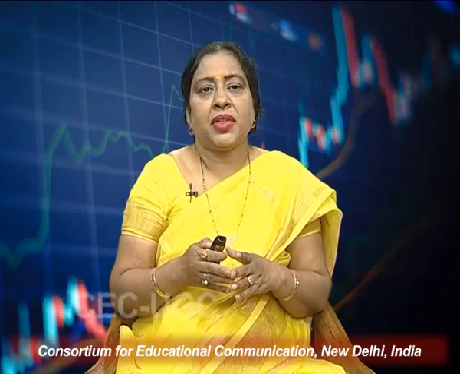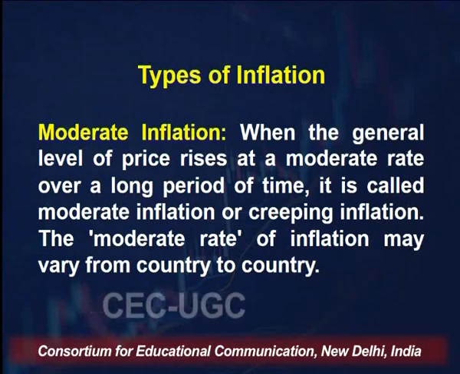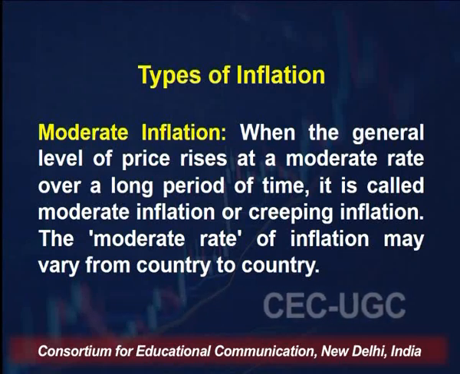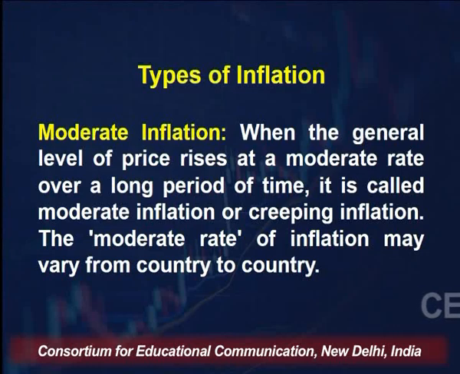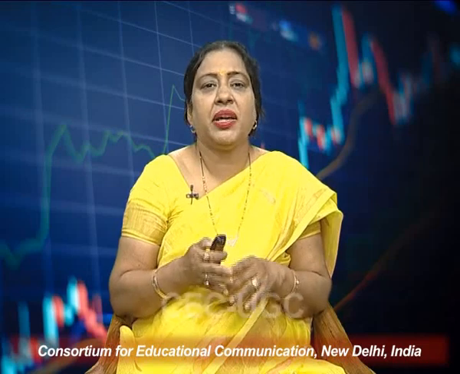Then on the basis of the rate of inflation, there are different types. First is moderate inflation. When the general price level rises at a moderate rate over a long period of time, it is called moderate inflation or creeping inflation. Creepers move at a very slow pace. Therefore when the rate is very low and moves like a creeper at a very slow pace, it is known as moderate inflation or creeping inflation.